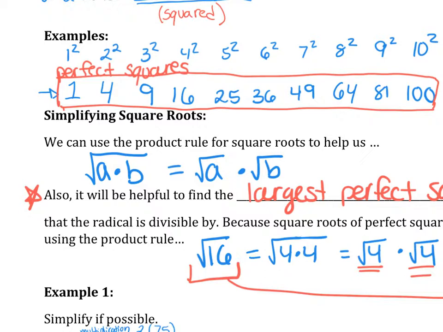So 75 divided by 4, is that a decimal or a nice number? Decimal. All right, move on. 75 divided by 9, what does that give you? Decimal. 75 divided by 16. Decimal. 75 divided by 25. There we go. That's a nice number.